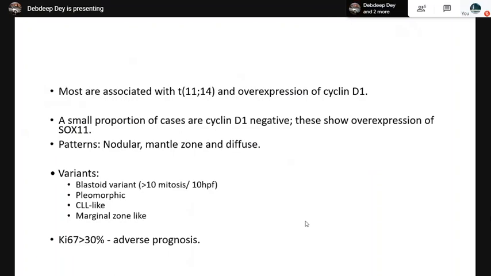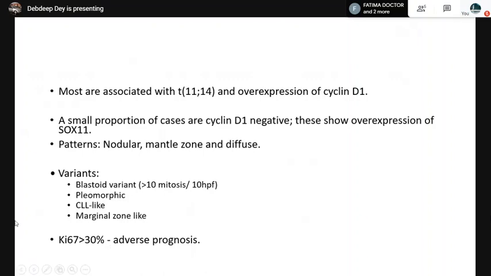Most of these are associated with t(11;14) with overexpression of cyclin D1. A small proportion of cases can be cyclin D1 negative, and these show overexpression of SOX11. There are patterns such as nodular, mantle zone, and diffuse patterns.